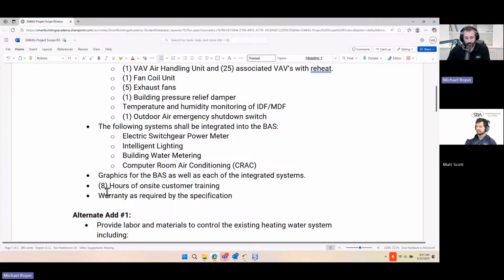Training, that's important to include the training. This also makes you find in the spec where it's training. So make sure you include that. And warranty, rule of thumb, we used to use maybe 3% of the total cost.